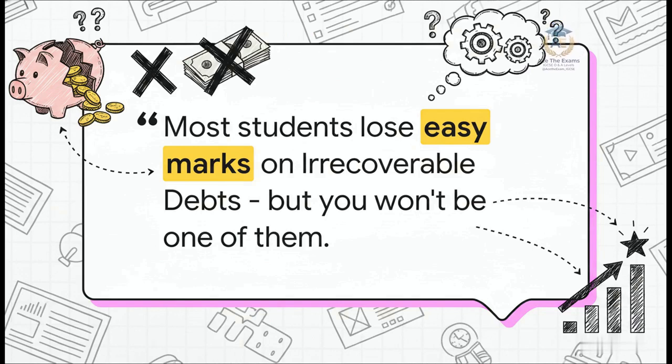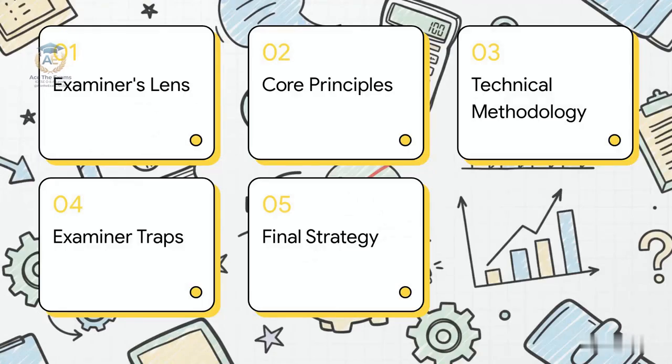So, in this session, we are going to break down the exact analytical depth and the structured reasoning that you need to elevate a basic, descriptive answer into a high-scoring, evaluative one, all based on what the examiners are actually telling us. Here is our roadmap for today's masterclass. First, the examiner's lens. Second, core accounting principles. Third, the technical methodology. Fourth, avoiding examiner traps. And finally, number 5, final exam strategy.